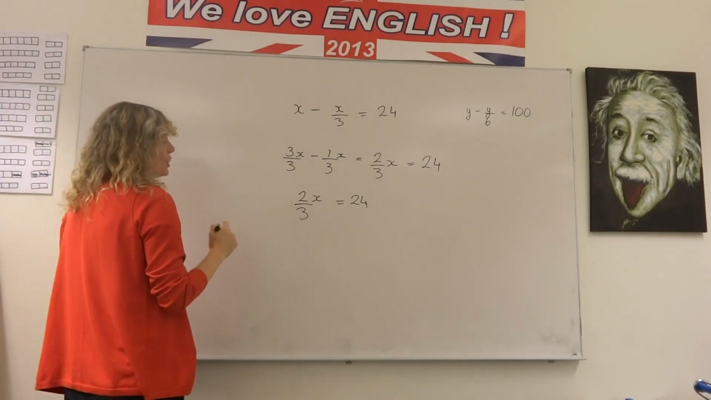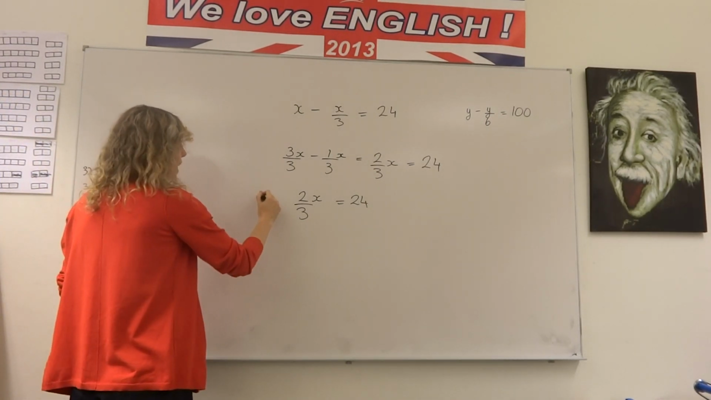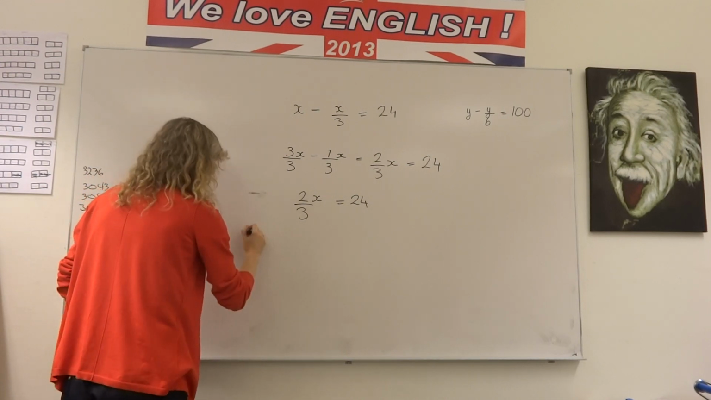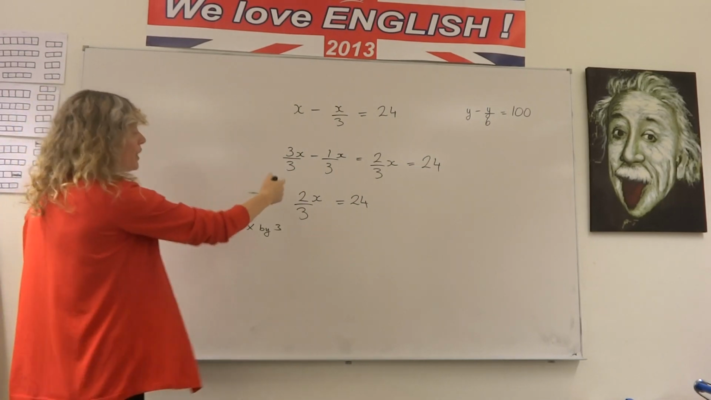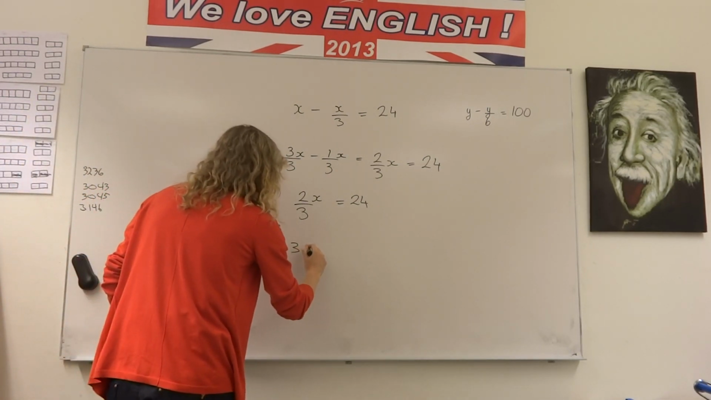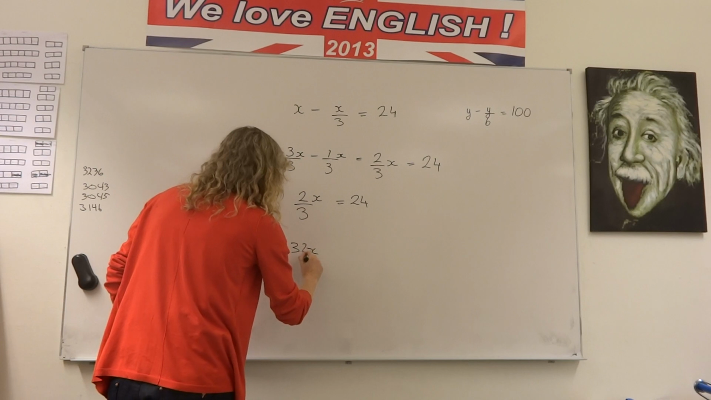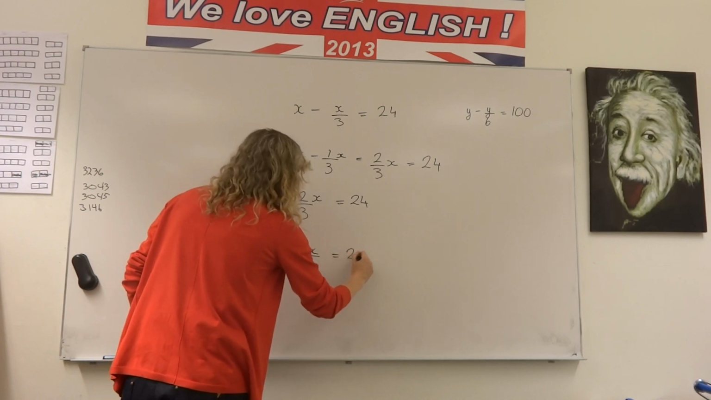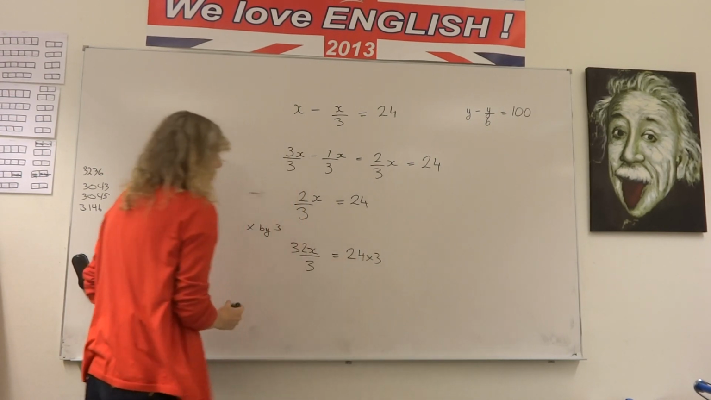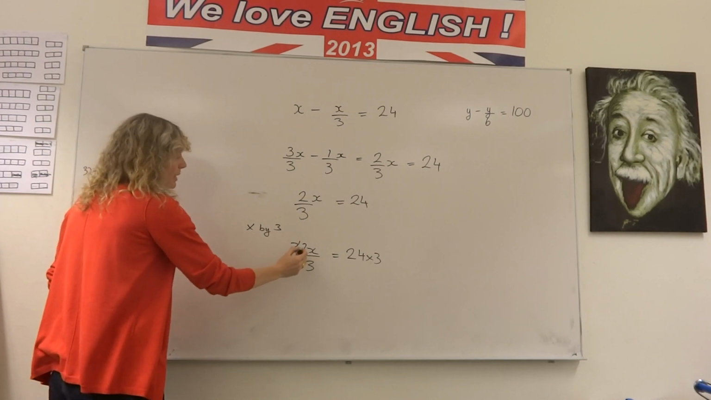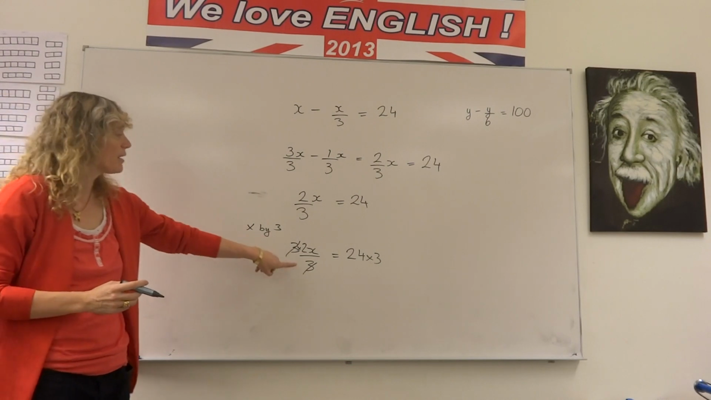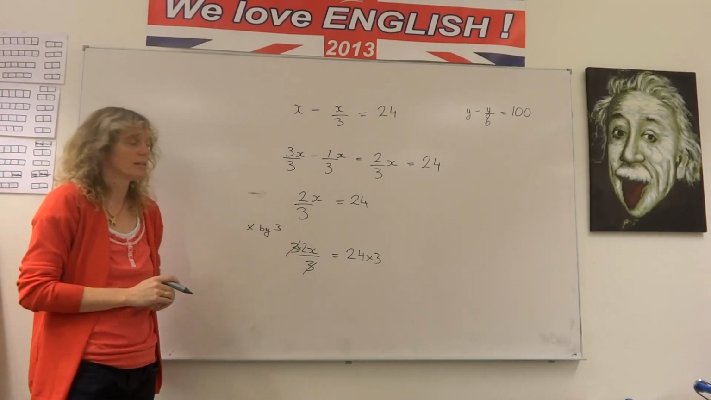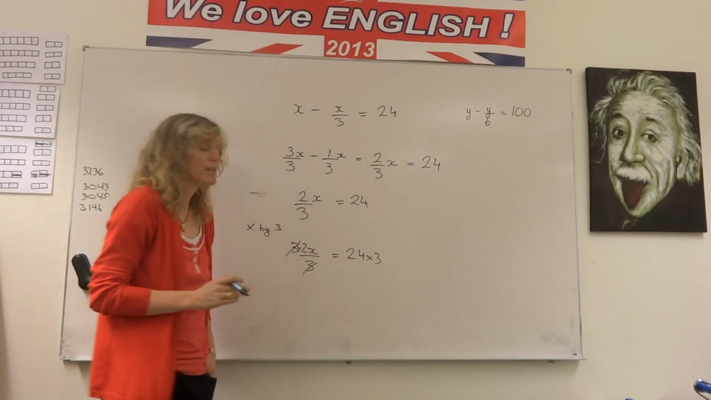Well, the first thing we'd do is multiply both sides by 3. If I do that, I get rid of the 3 here. 3 times 2x over 3 equals 24 times 3. What I'm doing here is cancelling that 3 by the other 3 there. So 3 divided by 3 is 1. It gives me 2x by itself equals 24 times 3.